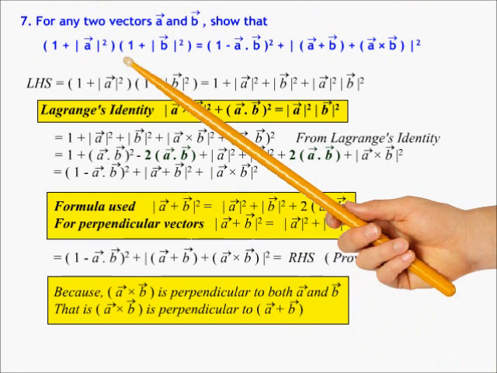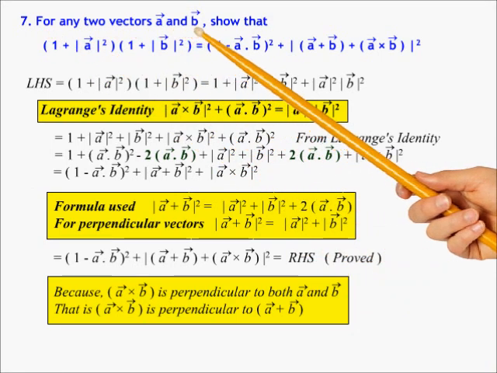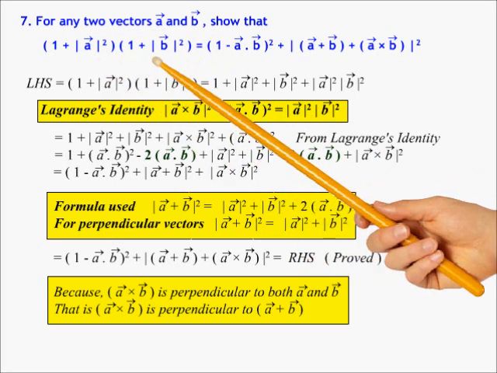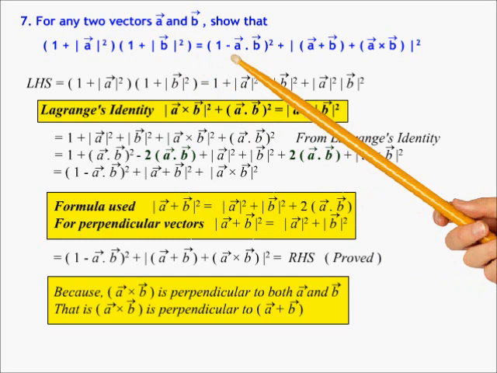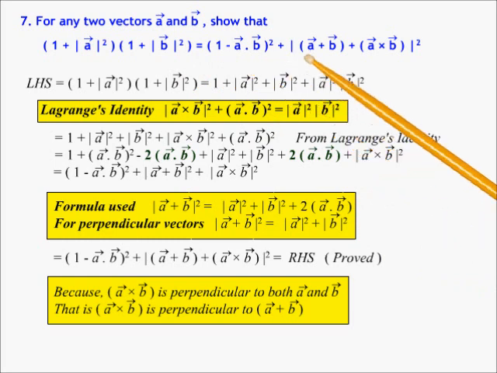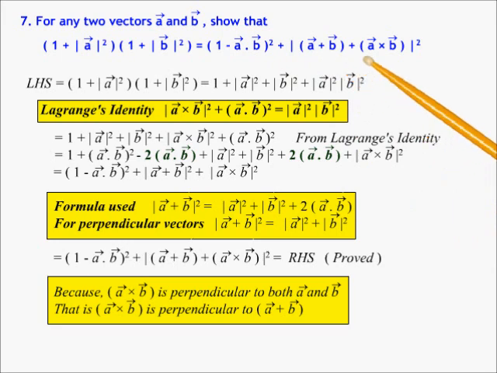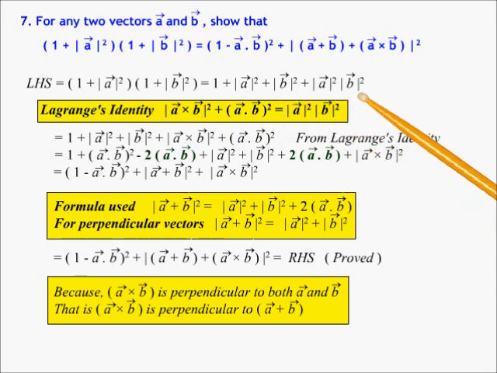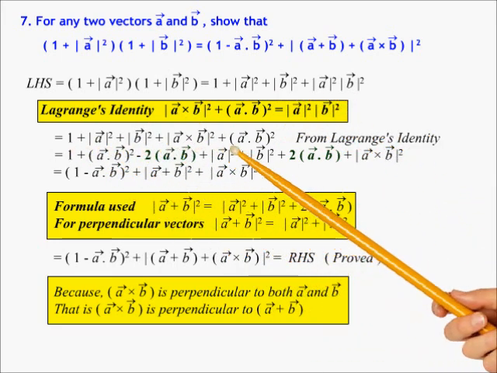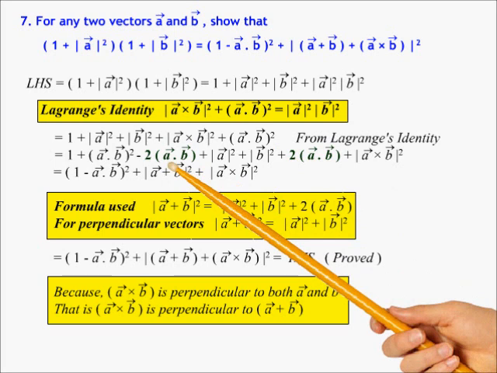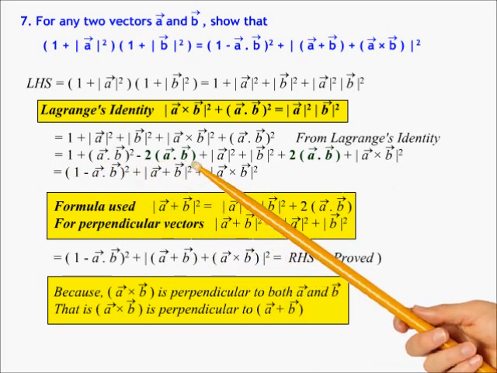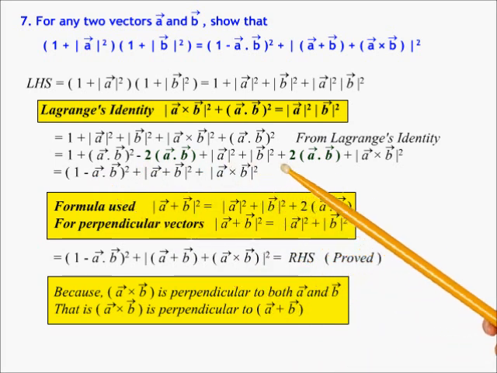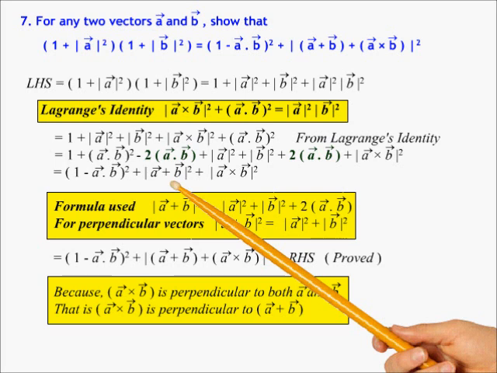In the next problem, for any two vectors a and b, we have to show that 1 plus mod a square into 1 plus mod b square equal to 1 minus a dot b whole square plus mod of a plus b plus a cross b square. Now left hand side is equal to this. We apply Lagrange's identity and get this. Now we add and subtract 2 a dot b. This one becomes 1 minus a dot b whole square, and this one becomes mod a plus b square.